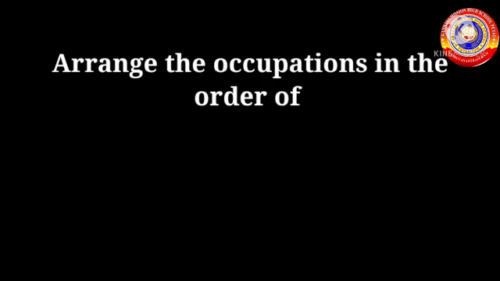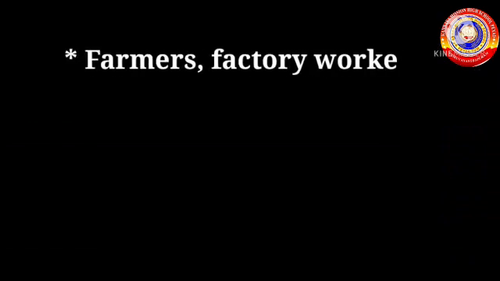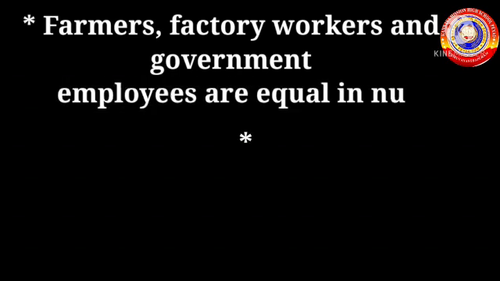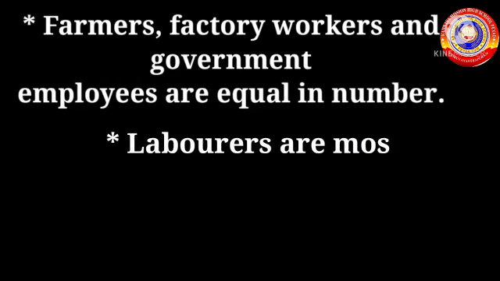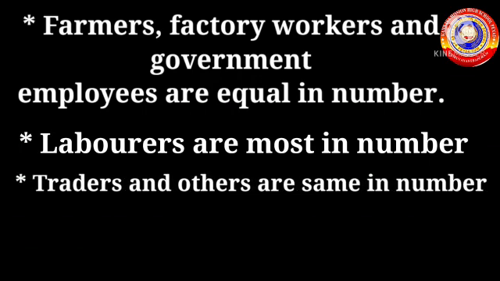Last question. Arrange the occupations in the order of the number of people in each. From the pie chart, we can conclude that farmers, factory workers and government employees are equal in number. Laborers are most in number. Traders and others are same in number.